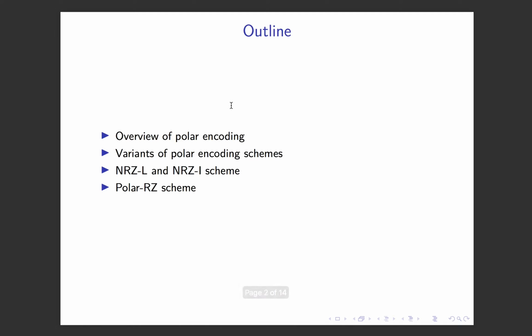Here is the talk outline. We are going to talk about the basics of polar encoding and compare it with the unipolar encoding technique. Then we will check the variants of several polar encoding schemes, and we will discuss the NRZ schemes and the Polar-RZ schemes in this talk.